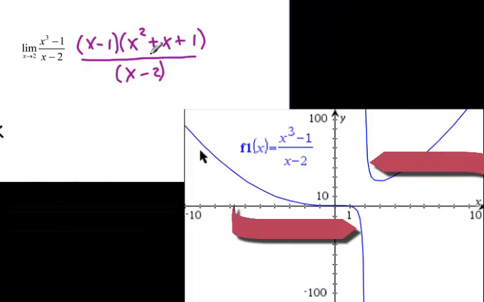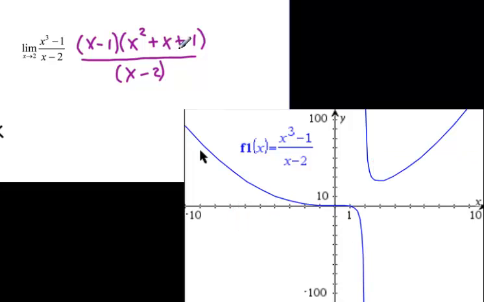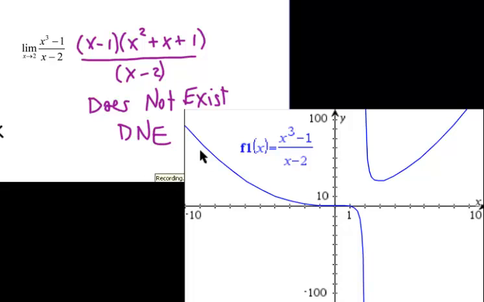The graph appears to have a vertical asymptote, and on the right side it's going up, and on the left side it's going down. So in this case, our limit does not exist. So we would just say does not exist, or we would say DNE.